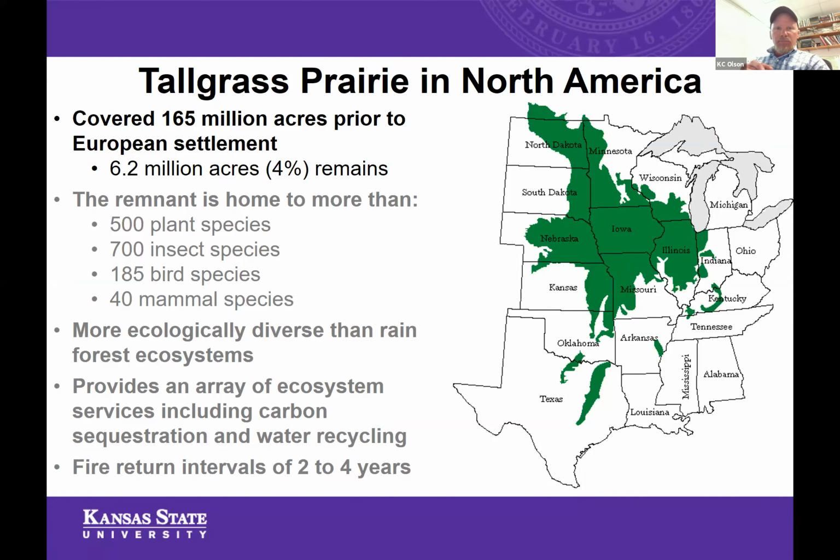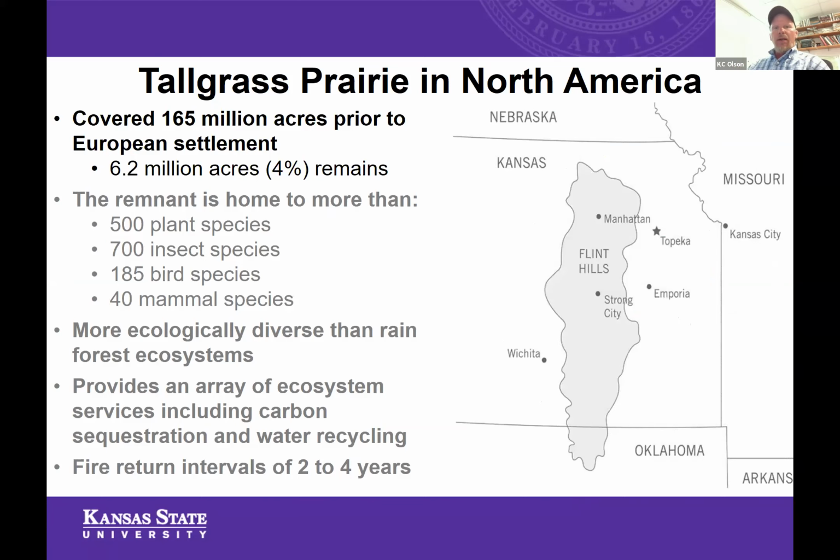So I want to remind you how special the place is where you live. That Rorschach looking blot on the right hand of the screen shows you the original extent of tallgrass prairie in North America, which at one time covered 165 million acres. Today, we only have about 4% of that left, and the largest single chunk is right here at home. And it's special for a number of reasons.